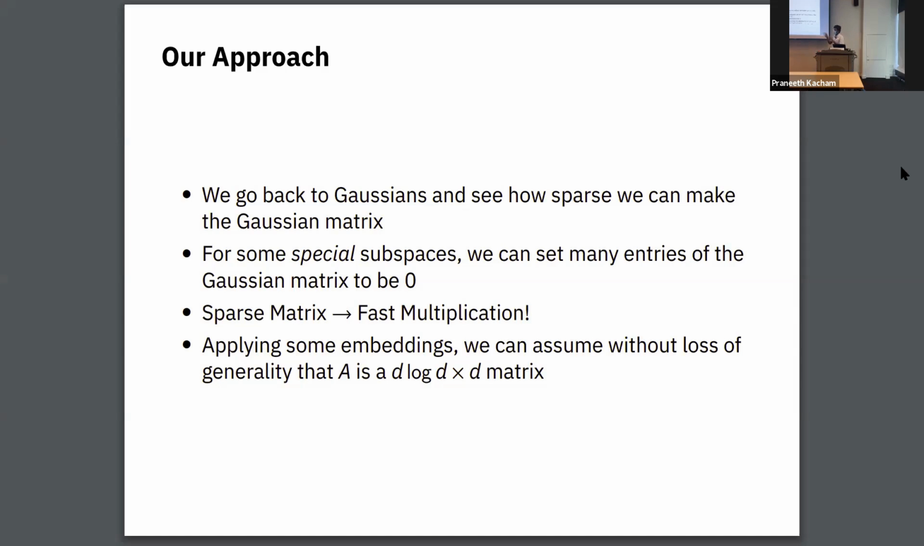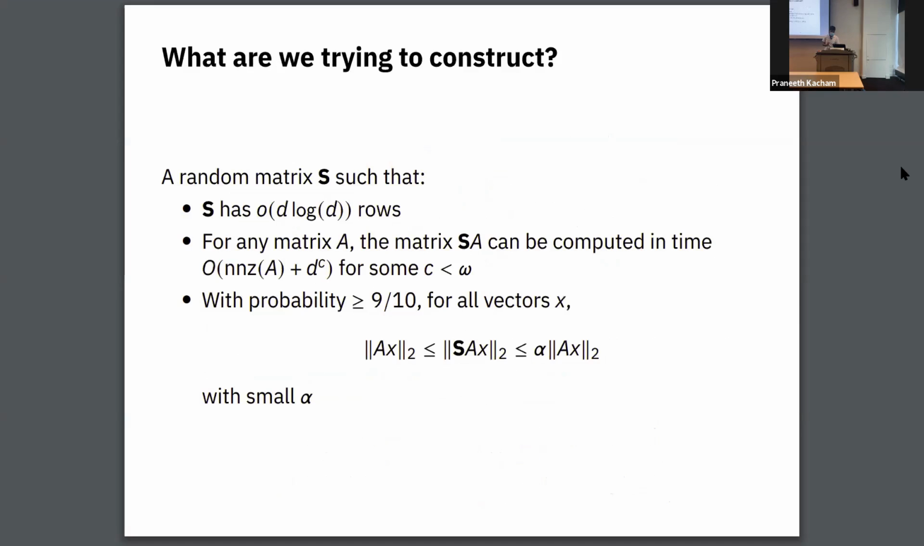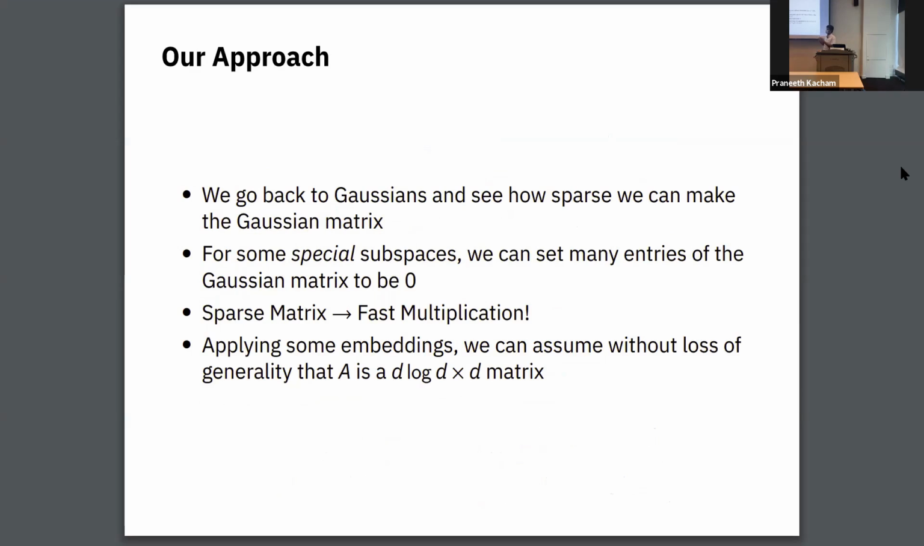Now, without loss of generality, we assume that our matrix is a d log d by d matrix, using the conversion I described, but we just stop here at d log d rows. This can be done in gamma inverse times nnz(A) time plus d to the 2 plus gamma log d. And picking gamma as, say, 0.1, we are doing better than the current matrix multiplication time. So from here on, we assume that the matrix we want to embed is a d log d by d matrix.